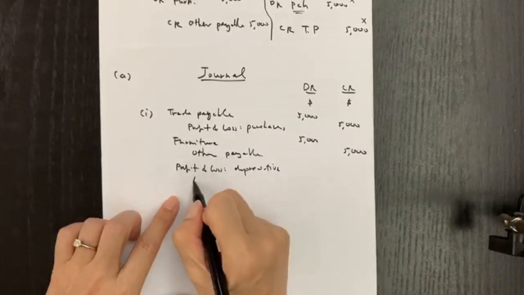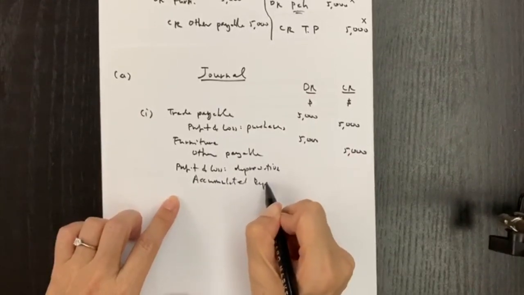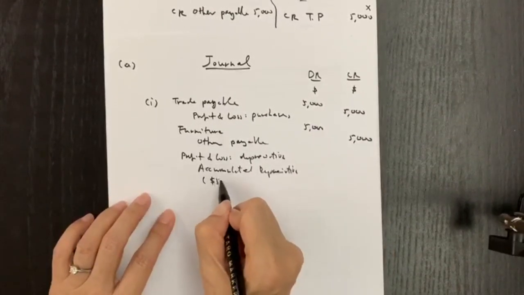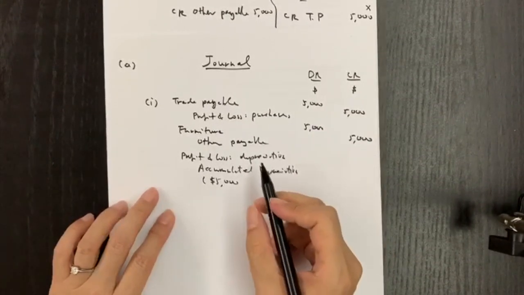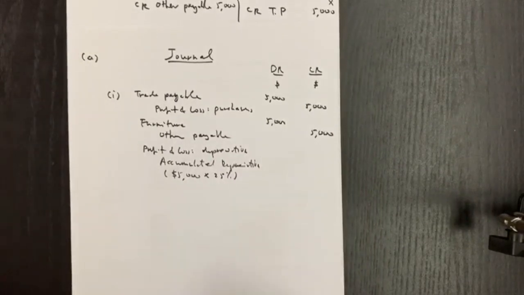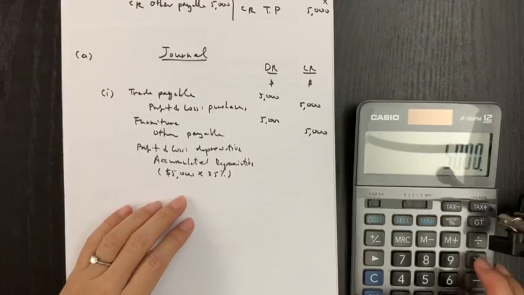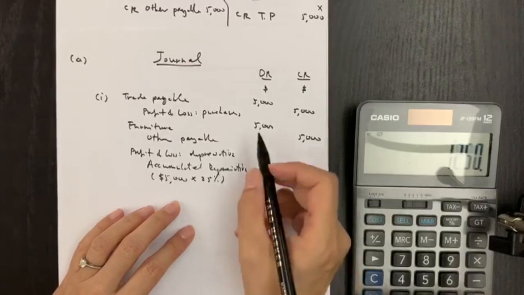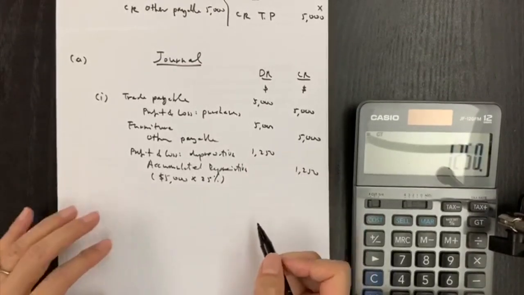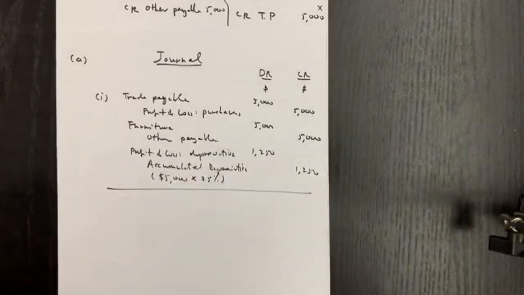Okay, and credit accumulated depreciation. Okay, and the calculation will be the cost is 5,000 times 25%. So therefore the figure for depreciation will be 5,000 times 0.25, and that is 1,250, 1,250. Okay, so that's all for the answer in point 1.